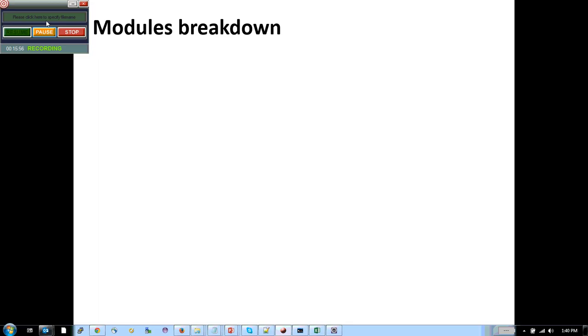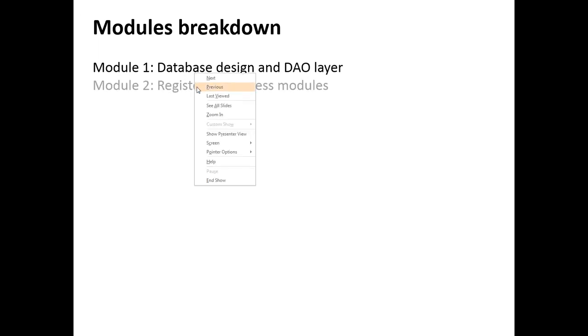Now coming to the modules breakdown. Here I will be telling you how this entire project can be divided into smaller sub-modules. Like in module 1 we'll be working on database design and the DAO layer. We will define how many tables we need and how many columns we need, and for those tables we'll be creating a DAO layer.